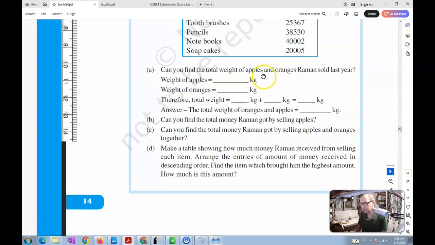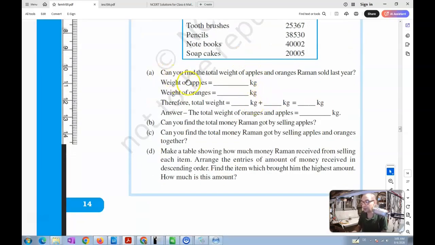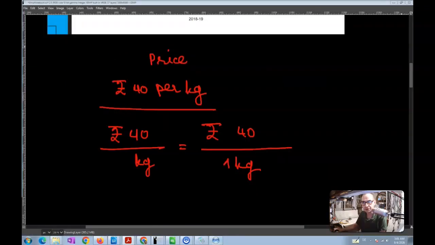Now we want to answer this question based on the information that I have here. Can you find the total weight of apples and oranges Rahman sold last year? So he sold so much apple last year, and so much oranges last year. So the weight of the apples was, let me write this on our sheet here.